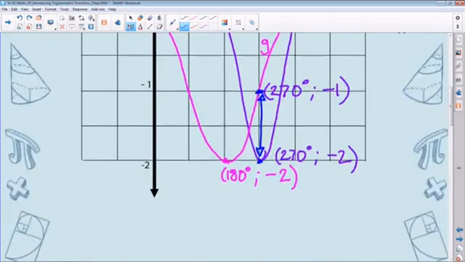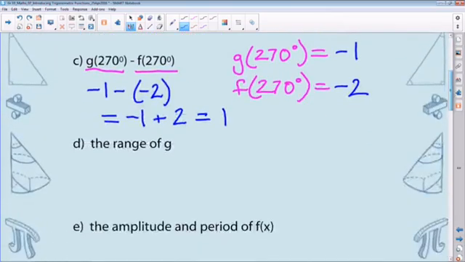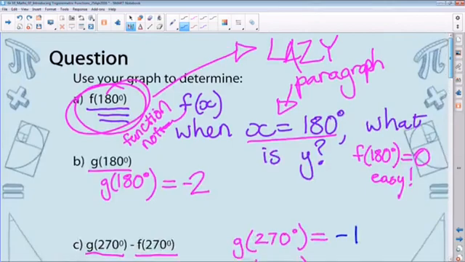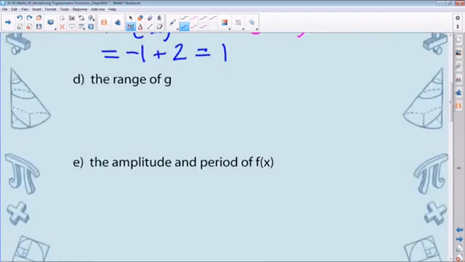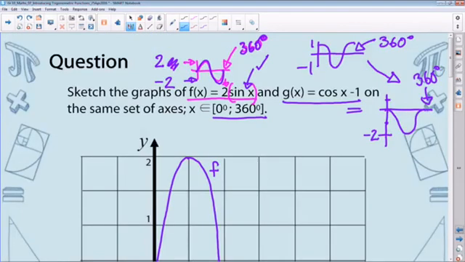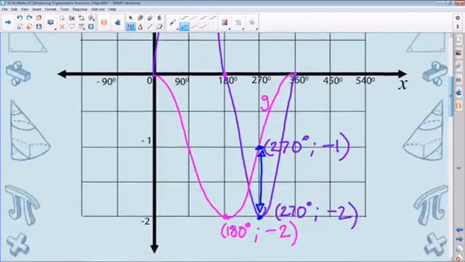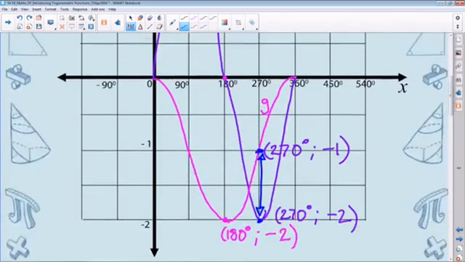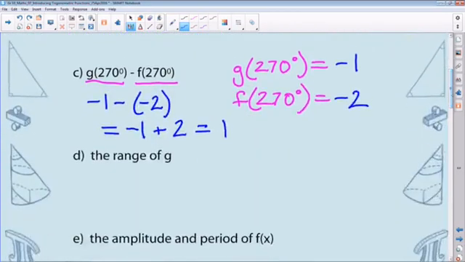Now the next question asks for the range of g. Okay, so g was the Cos graph. And let's go and look at the Cos graph. The Cos graph starts at 0 and goes down to -2. So those are the possible y values it can be. So I'm going to write down y is an element of, and it starts and includes -2 and goes all the way to 0.